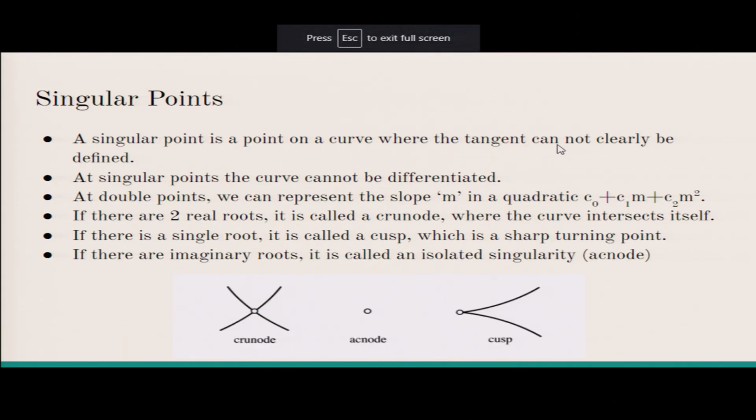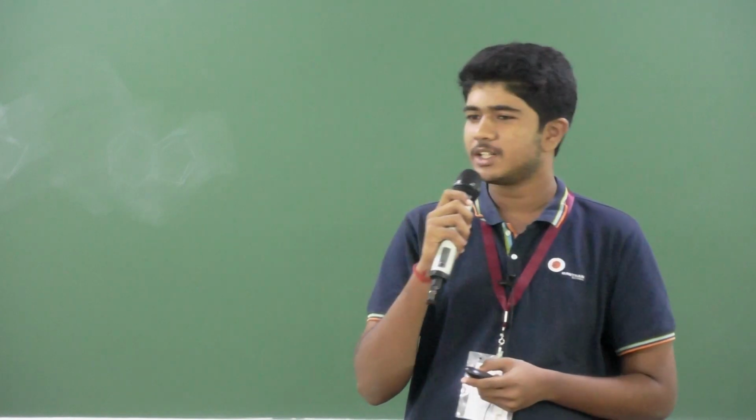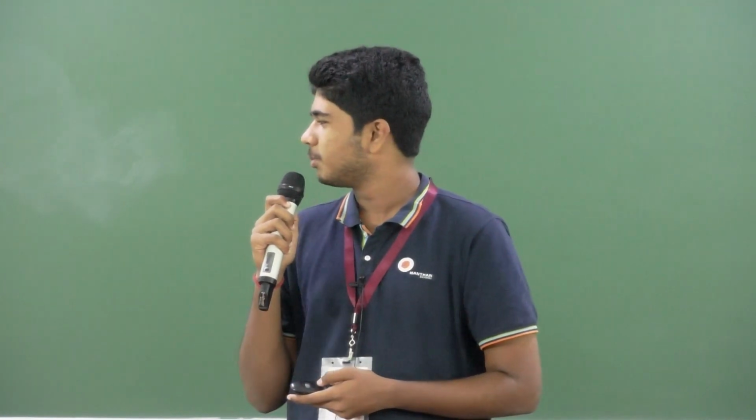Okay, so our last point for today is singularities. A singular point is a point on the curve which cannot clearly be differentiated and a clear tangent cannot be drawn. Today we'll only be talking about a single class of singular points called the double point, where there are two branches of the curve intersecting. And we can represent the double point as this quadratic C0 plus C1m plus C2m square is equal to 0. And the roots of this quadratic define what kind of double point it is.